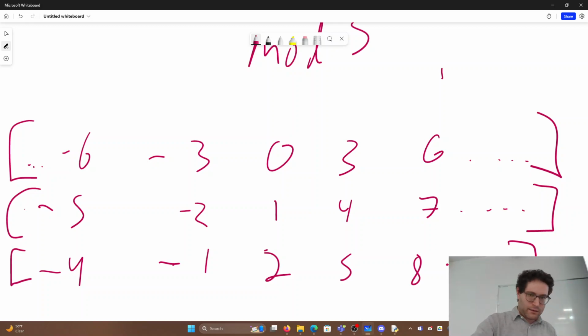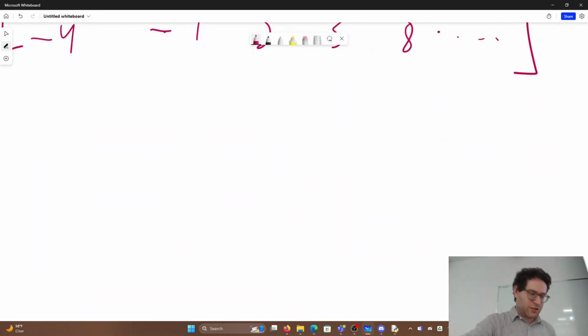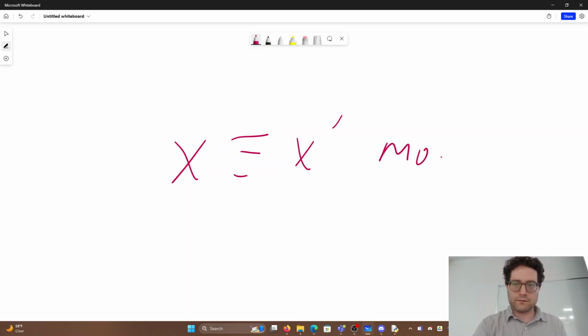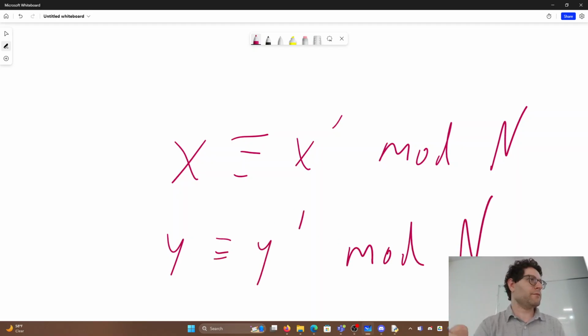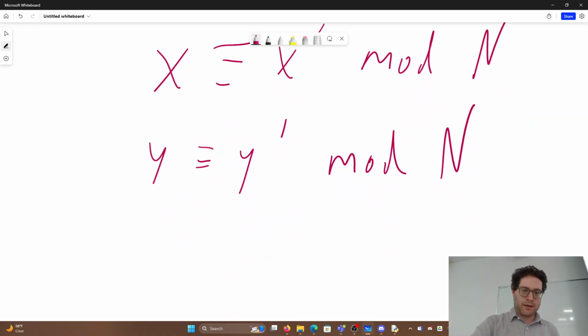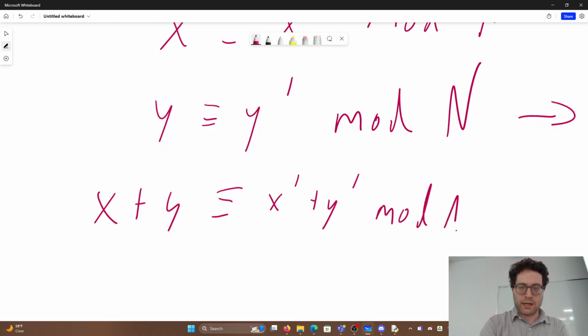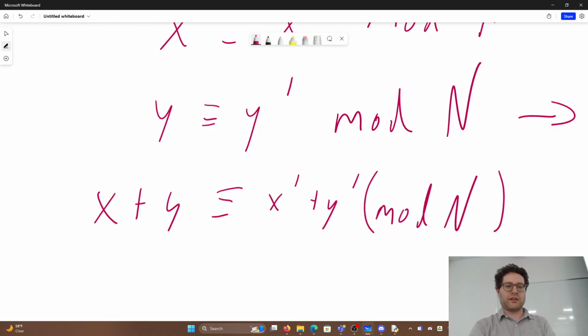Specifically, there is something called the substitution rule, which says basically if we've got some x and it's congruent to some other x prime, basically if we've got two things in the same equivalence class, and we've got two things in another equivalence class, so x is in one equivalence class, y is in another, and we've got x prime and y prime, then we've got x plus y is congruent with x prime plus y prime mod n. Okay, so let's check that first statement.